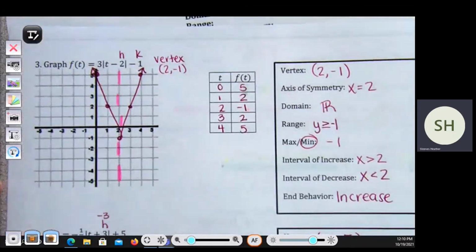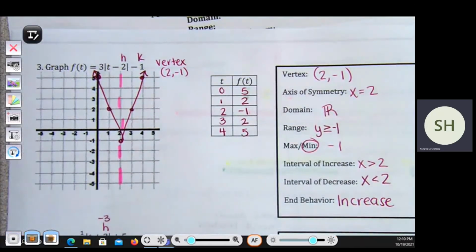The max and the min, there's only a minimum. The minimum is -1. The interval of increase is when x is greater than 2. The decrease is the opposite of that, which is x is less than 2. And the end behavior is increase.